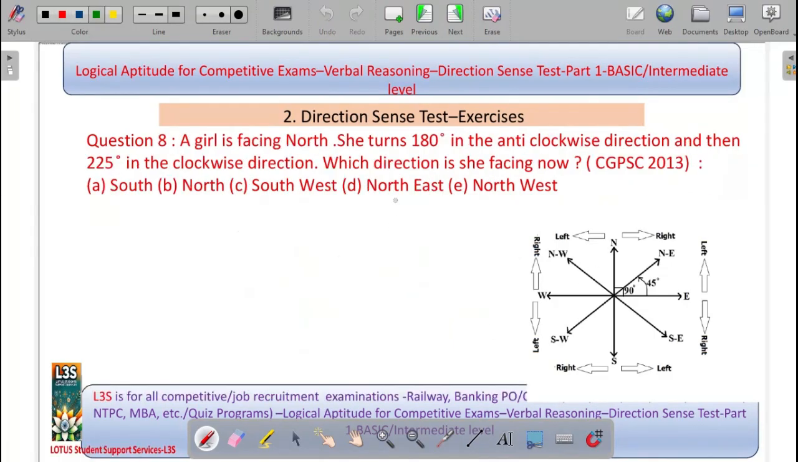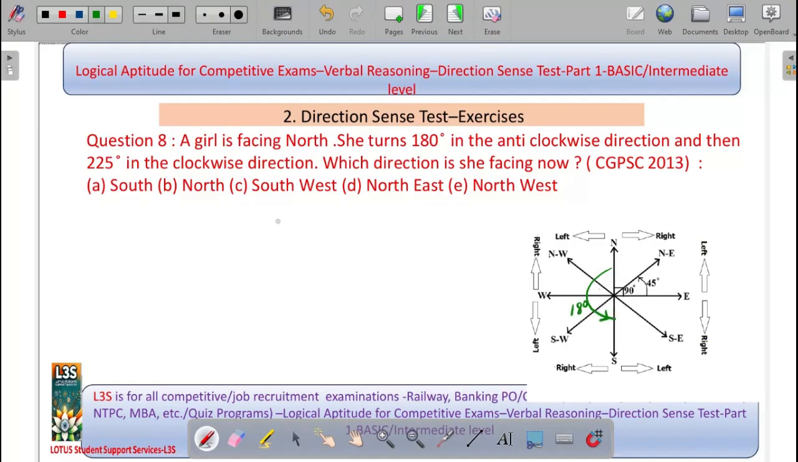A girl is facing north. She turns 180 degrees in the anti-clockwise direction. Anti-clockwise means this direction, 180 degrees. So she will come up to here.